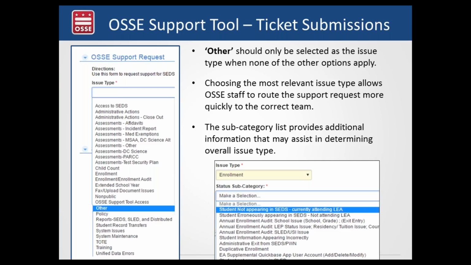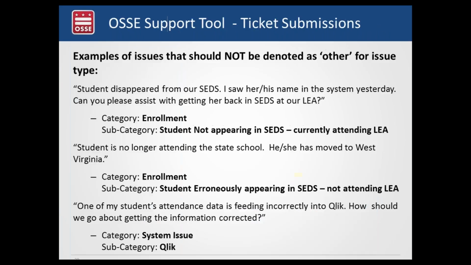Now sometimes you don't see your issue in the issue type, but it actually pops up in the subcategory. So for example, enrollment. When I click on enrollment, here's a picture of all the subcategories. For example, student not appearing in SEDS, even though the student is at my LEA. Or student appearing in SEDS, even though they're not attending the LEA. So you can see here, this might be your exact problem, but this is the subcategory, not the main category, so you don't see it at first. So please drill down and look at all the subcategories. Try to find one that fits.